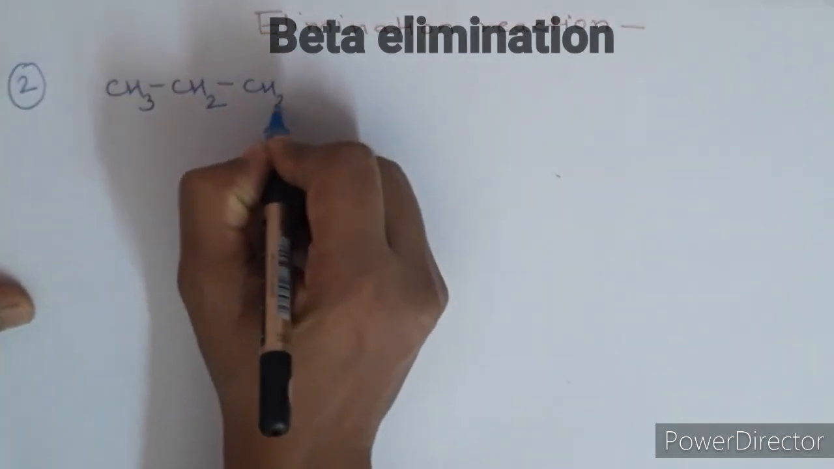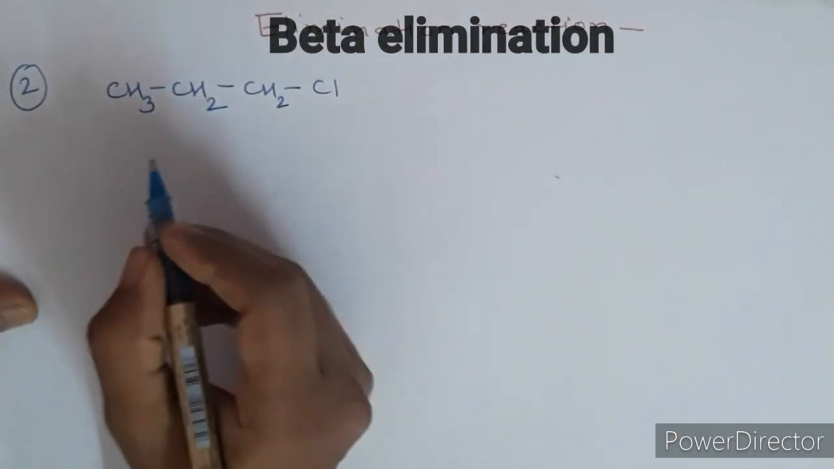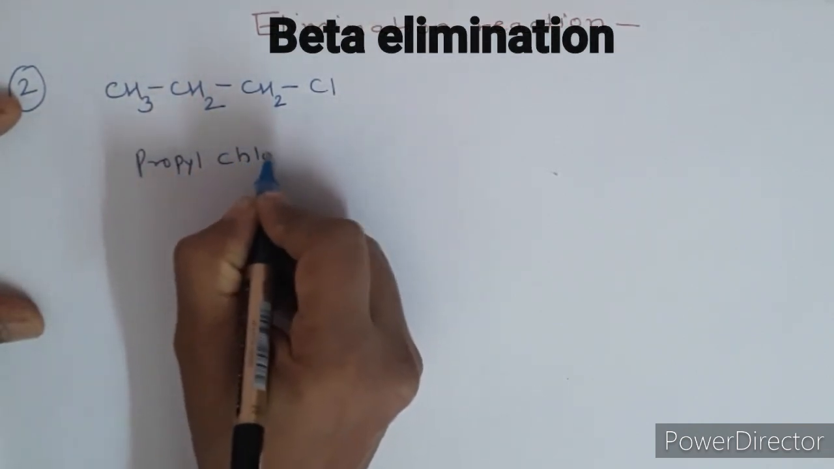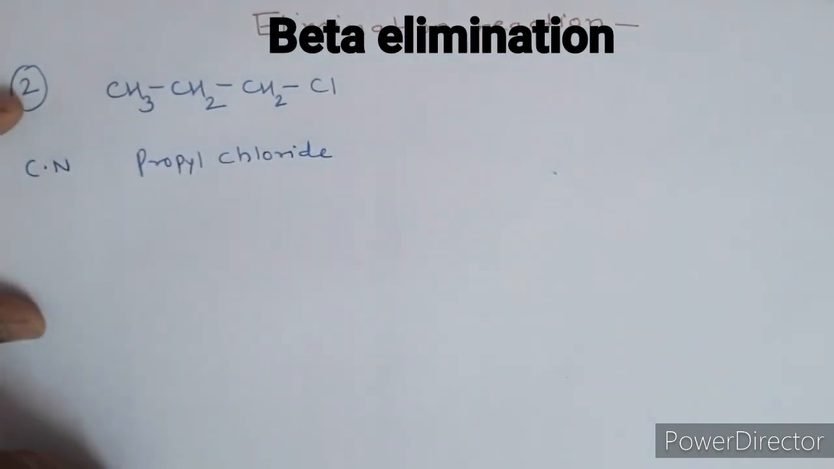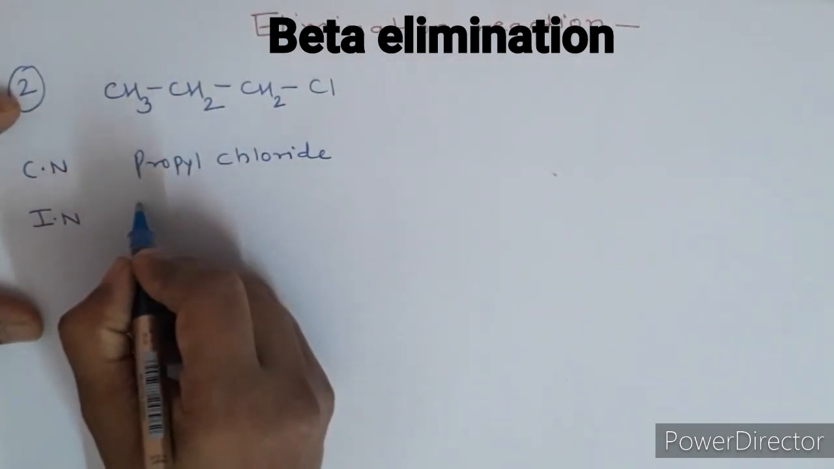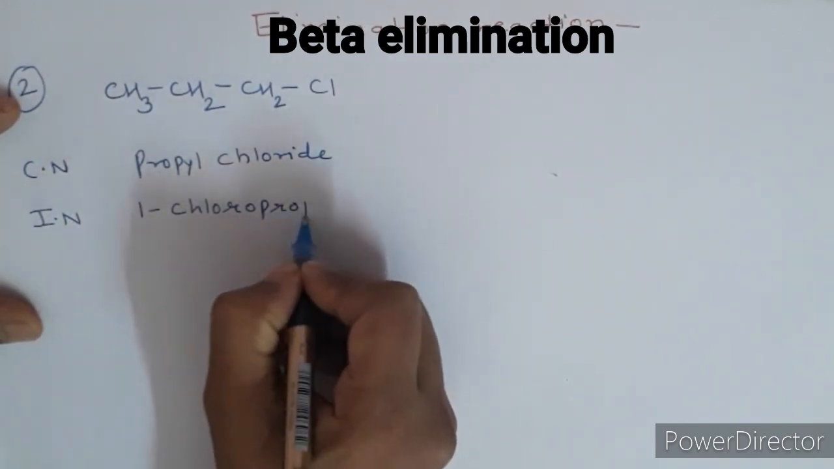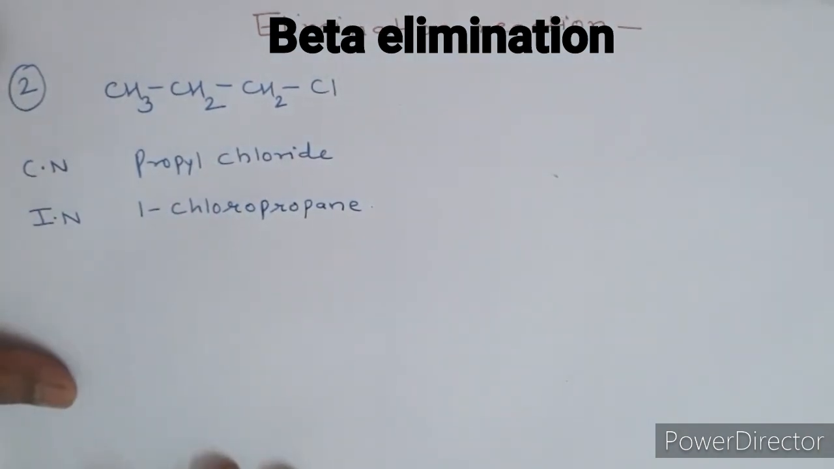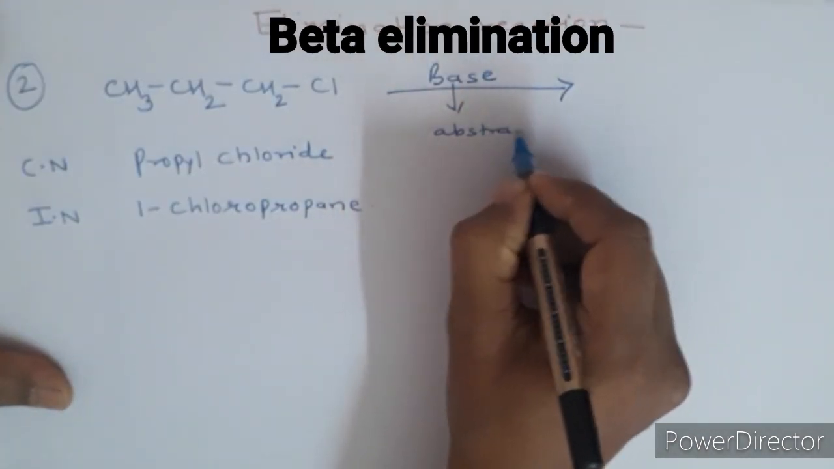Let us draw the structure of an alkyl halide. This compound is propyl chloride. This is the common name of this compound, and the IUPAC name of this compound would be 1-chloropropane. We are going to treat this compound with a base.